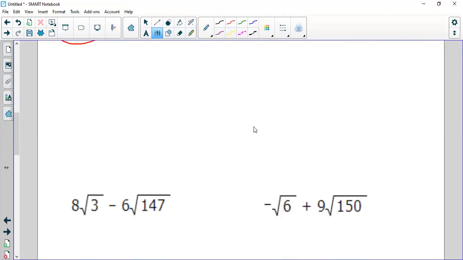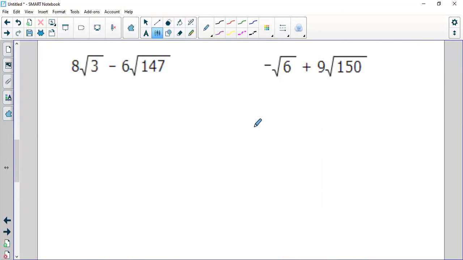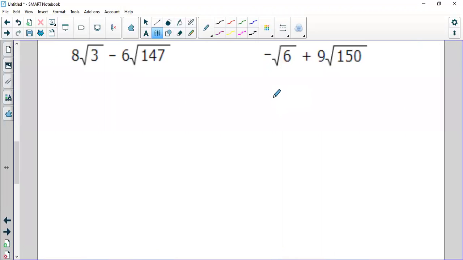Well, what if they're not like terms? Well, you have to do a little simplifying. The nice thing is you know what you're trying to simplify to if you're not sure what the numbers break down to. So this 8 radical 3, well, I've got to get 147 to become like terms with radical 3. So even if you don't know what factors of 147 are perfect squares, you know you're trying to get a 3. So I'm going to break down 147 by dividing by 3 and its factor pair. And the factor pair of 3 is 49. Look at that, there's my perfect square.